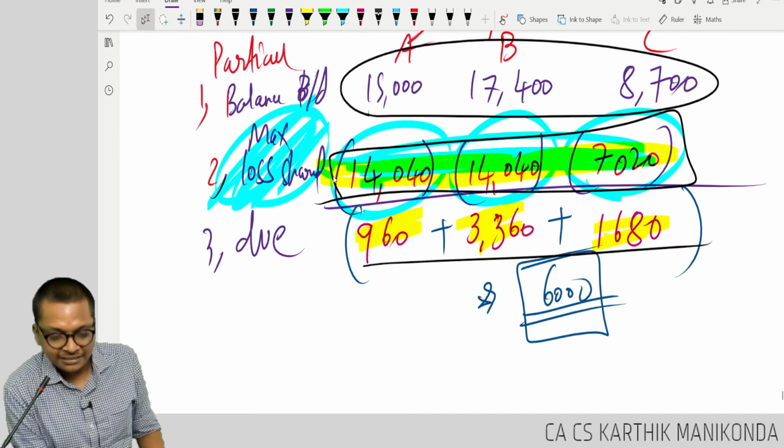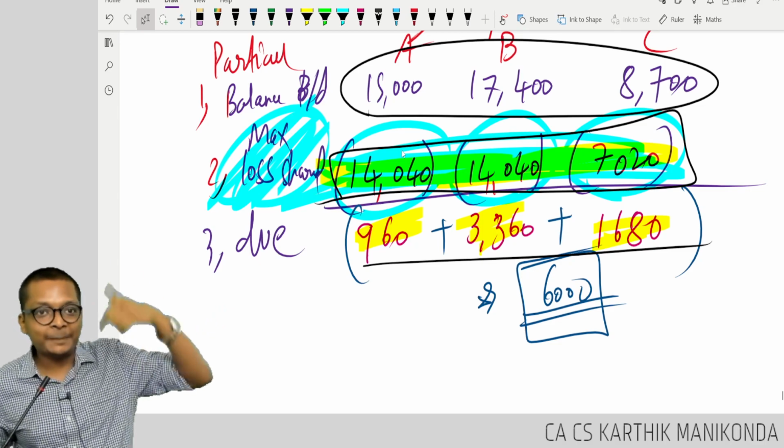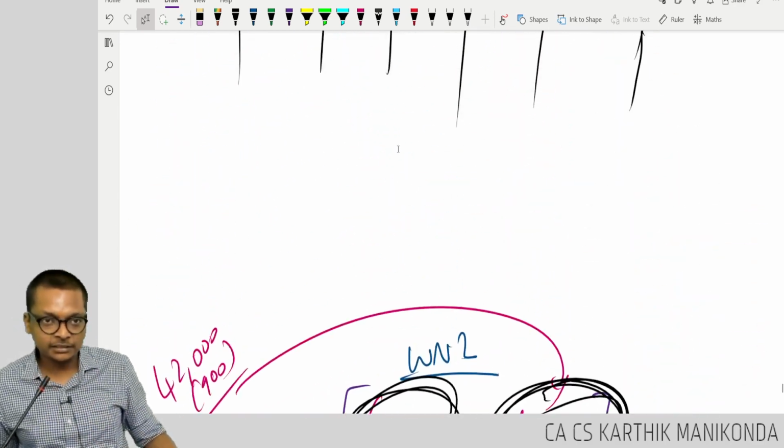If this is the loss, how much I will pay, only we computed. So that balance only should come. Are you getting it, guys? Okay. Next.